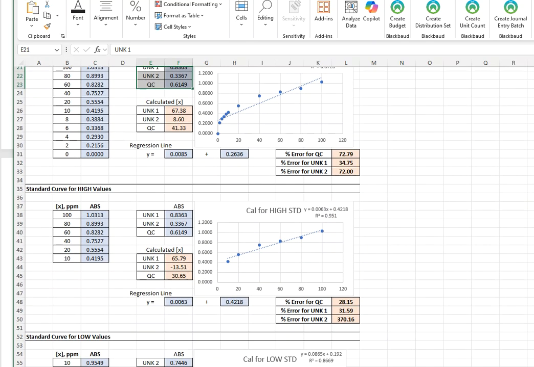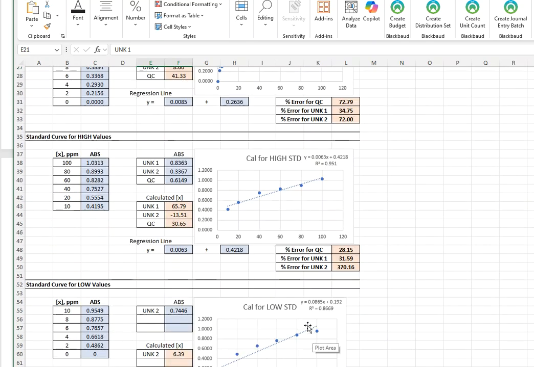The same way with our high values, again, we're chopping off the lower ends here. And when the lower ends get chopped off, we get a new regression line, and that regression line is going to be used just as before, and we take our absorbance values and we plug them in for y and solve for x just like we did before.